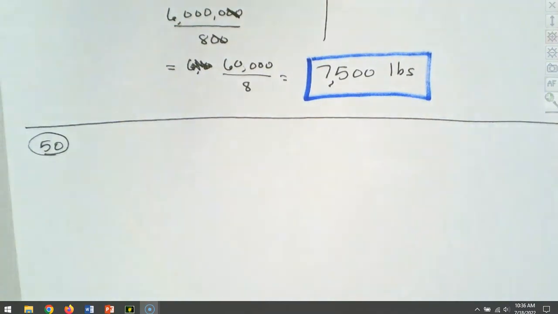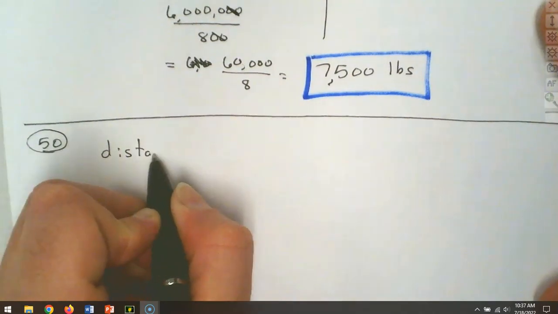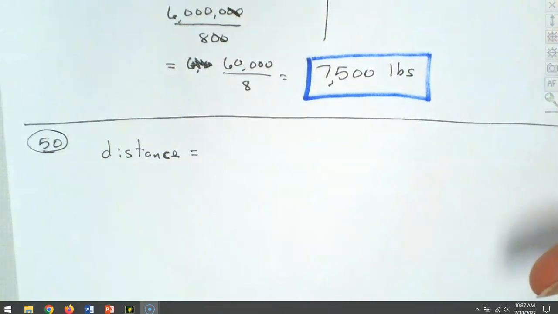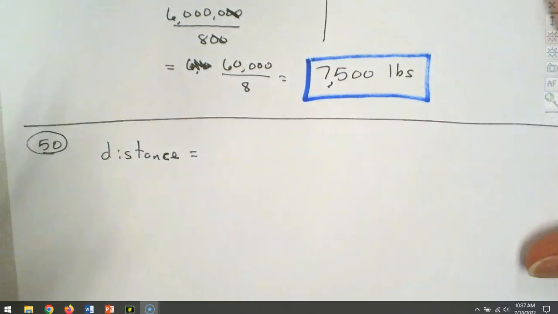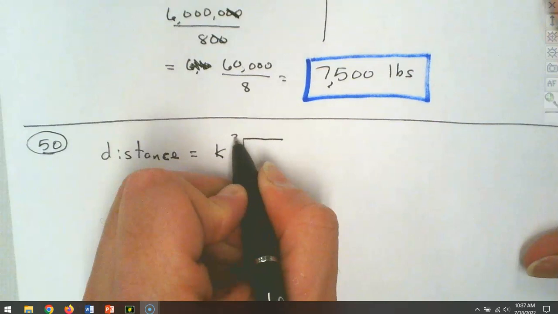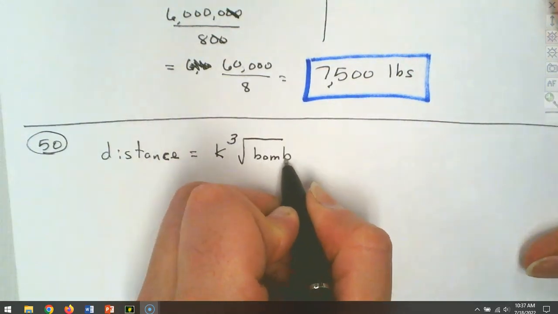So, suppose the effects of detonating a nuclear bomb will be felt over the distance from the point of detonation that is directly proportional to the cube root of the bomb. So we've got the distance that we can feel it. That is going to be directly proportional to the cube root of the yield of the bomb. So K is our constant again, and we're looking at a cube root of, we'll just say the bomb size here.